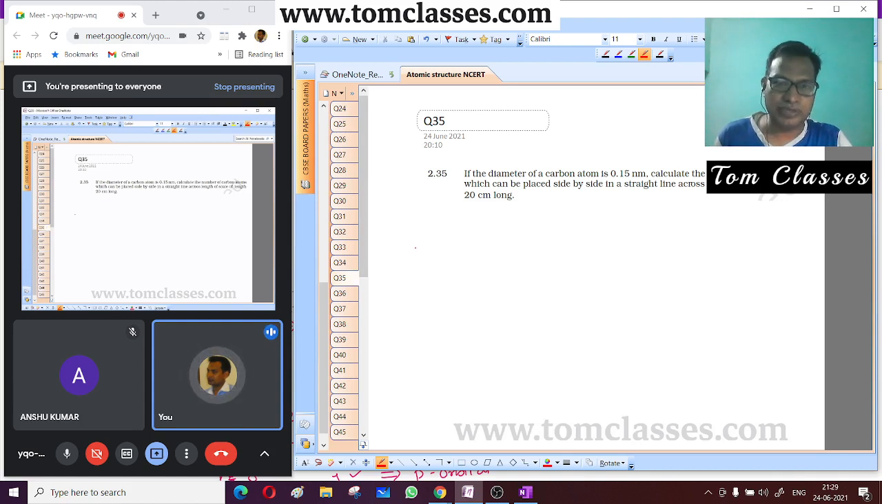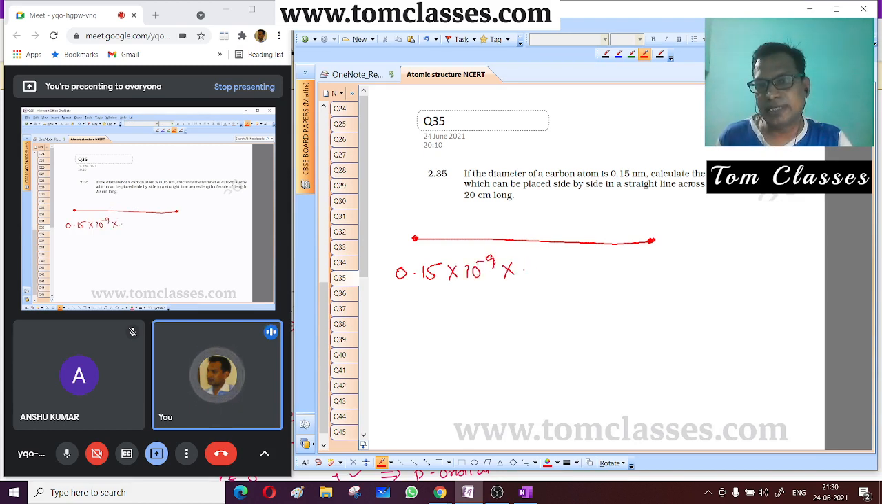Okay, such questions we have already done in moles, right? So if I am placing the carbon atoms here, the diameter of the carbon atom is 0.15 nanometer, that is 10 to power minus 9 meter, into x number of carbon atoms. So that total will constitute about 20 into 10 to power minus 2 meter, right? So that is going to be the length.